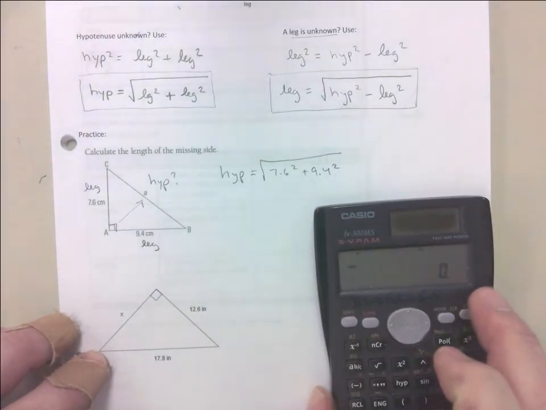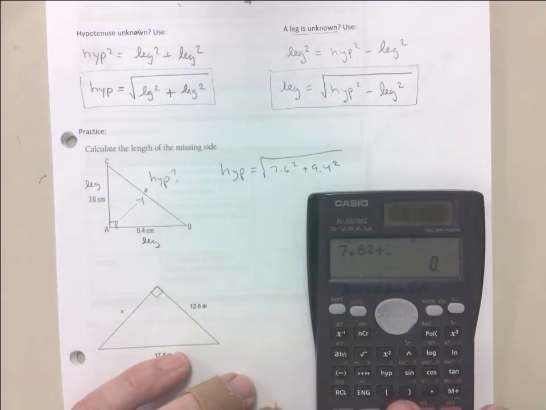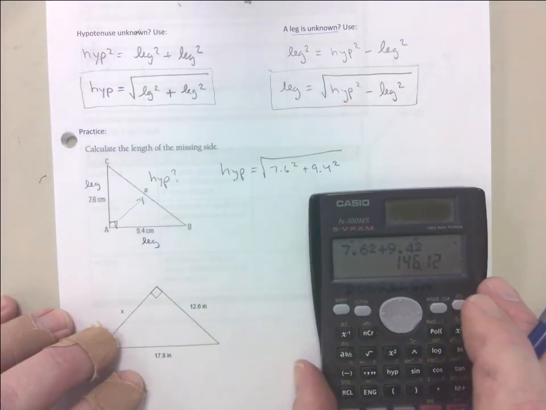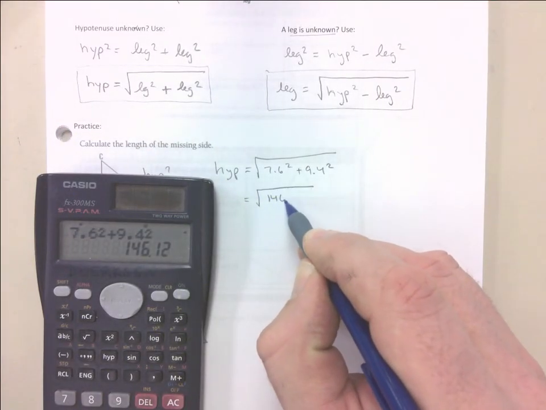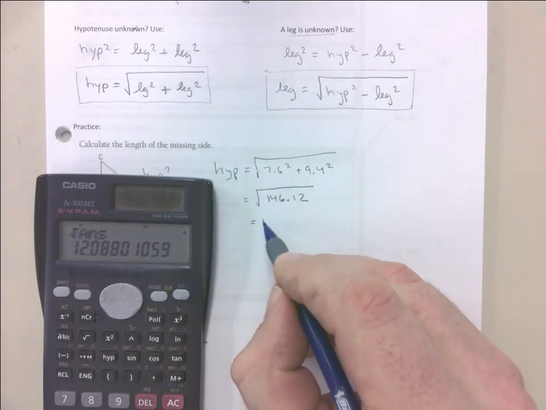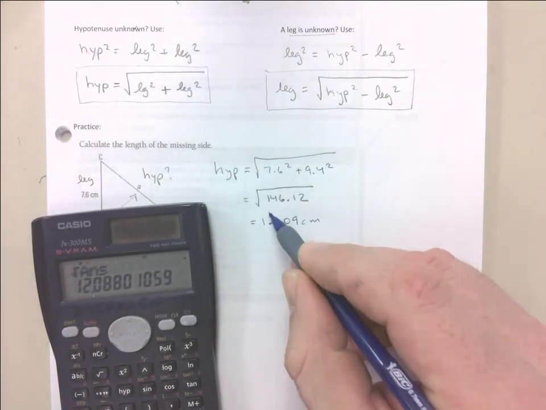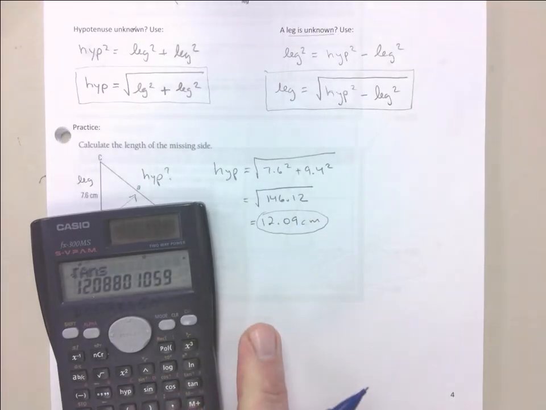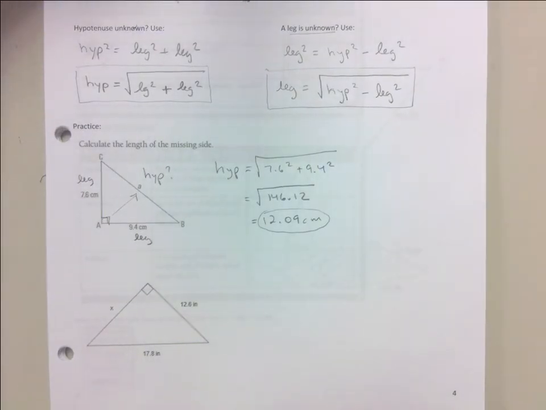If you have a calculator, please don't do this all in one shot. You just go 7.6 squared plus 9.4 squared. Figure out what that is. Okay, 146.12 in my case. Then take the square root of that, and you've got the answer, 12.09. What are we in? Centimeters. And by the way, the hypotenuse is the longest side, so make sure that when you get your answer, it indeed is the longest side. And in our case, it is. Okay.